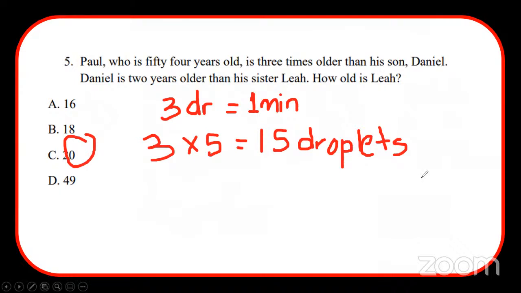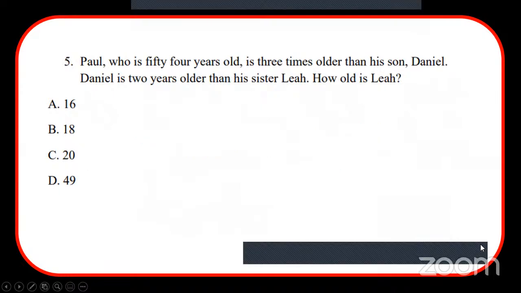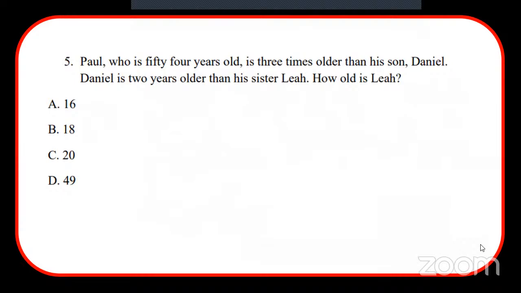So this question here says, Paul, who is 54 years old, is 3 times older than his son Daniel. Daniel is 2 years older than his sister Leah. How old is Leah? And I want to see some answers. Yes, we could use an algebraic expression. However you want to solve it, whichever way you understand it, you solve it that way.